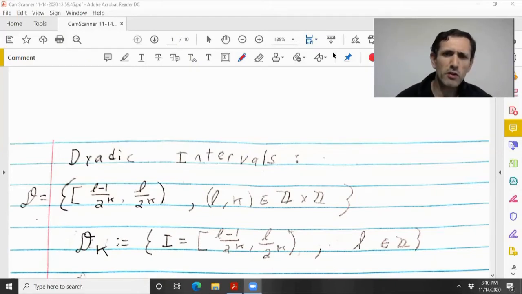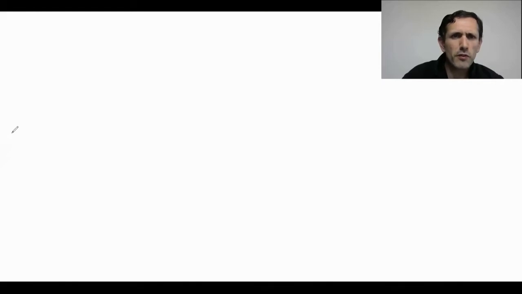Okay, so dyadic intervals are simply intervals of this form here for L and K integers. So we often like to isolate dyadic intervals of length 1 over 2 to the k, and those are just denoted by D_k. So let me draw a picture to illustrate what's going on here. All right, so let's get on to the whiteboard. Let's make this nice and big. Okay, so first of all, let me write down the general form of a dyadic interval.